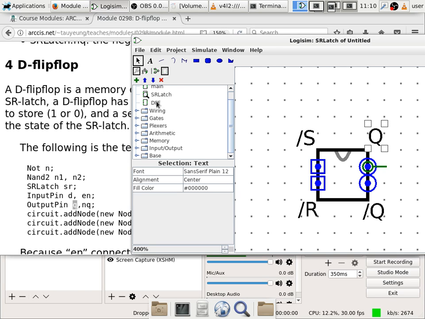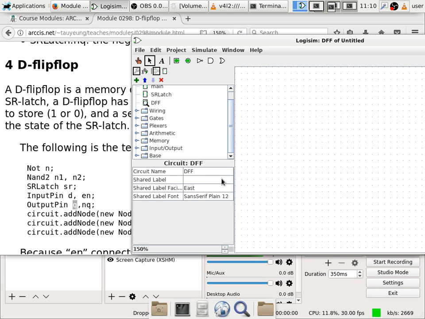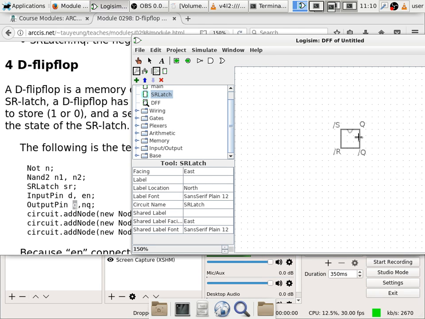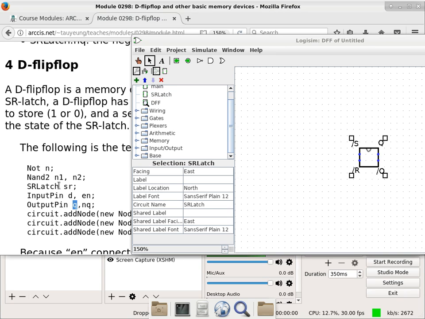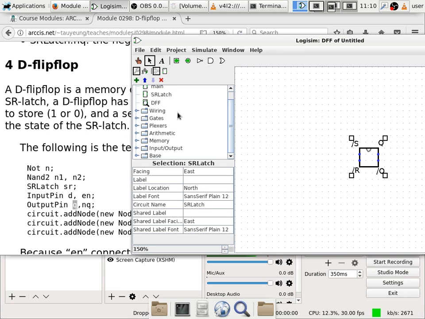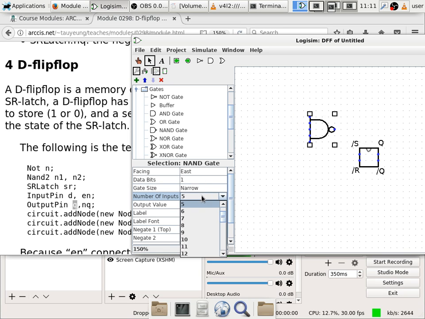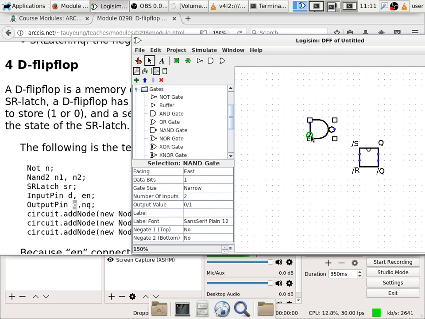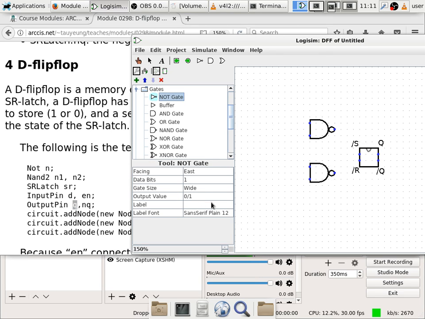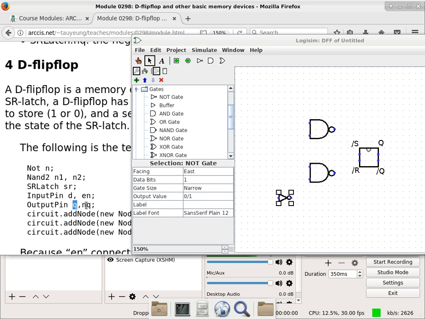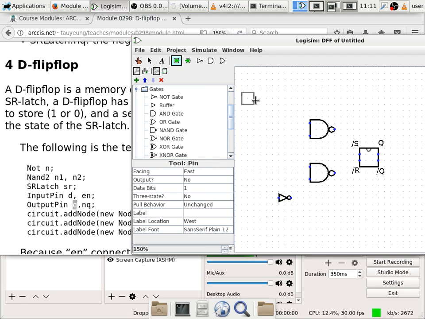So once we have this, we can go to a D flip-flop and try to think about how to make a D flip-flop. First of all, we have an SR latch, and then we got two NAND 2 gates. So we'll go pick up two NAND 2 gates. Duplicate, there we go. And we also have just a regular negation gate. So make it narrow, there we go. We got 2 input pins and 2 output pins.